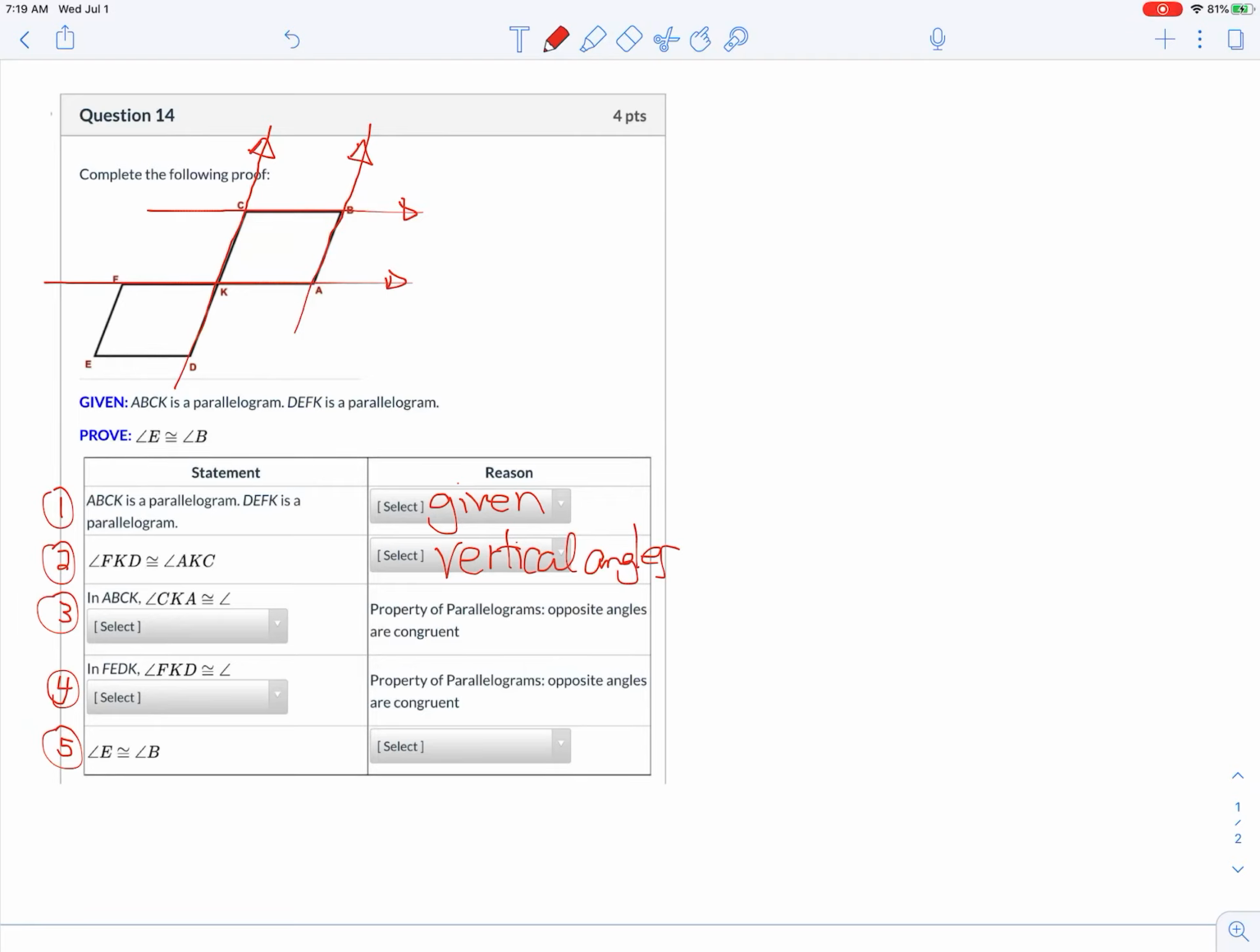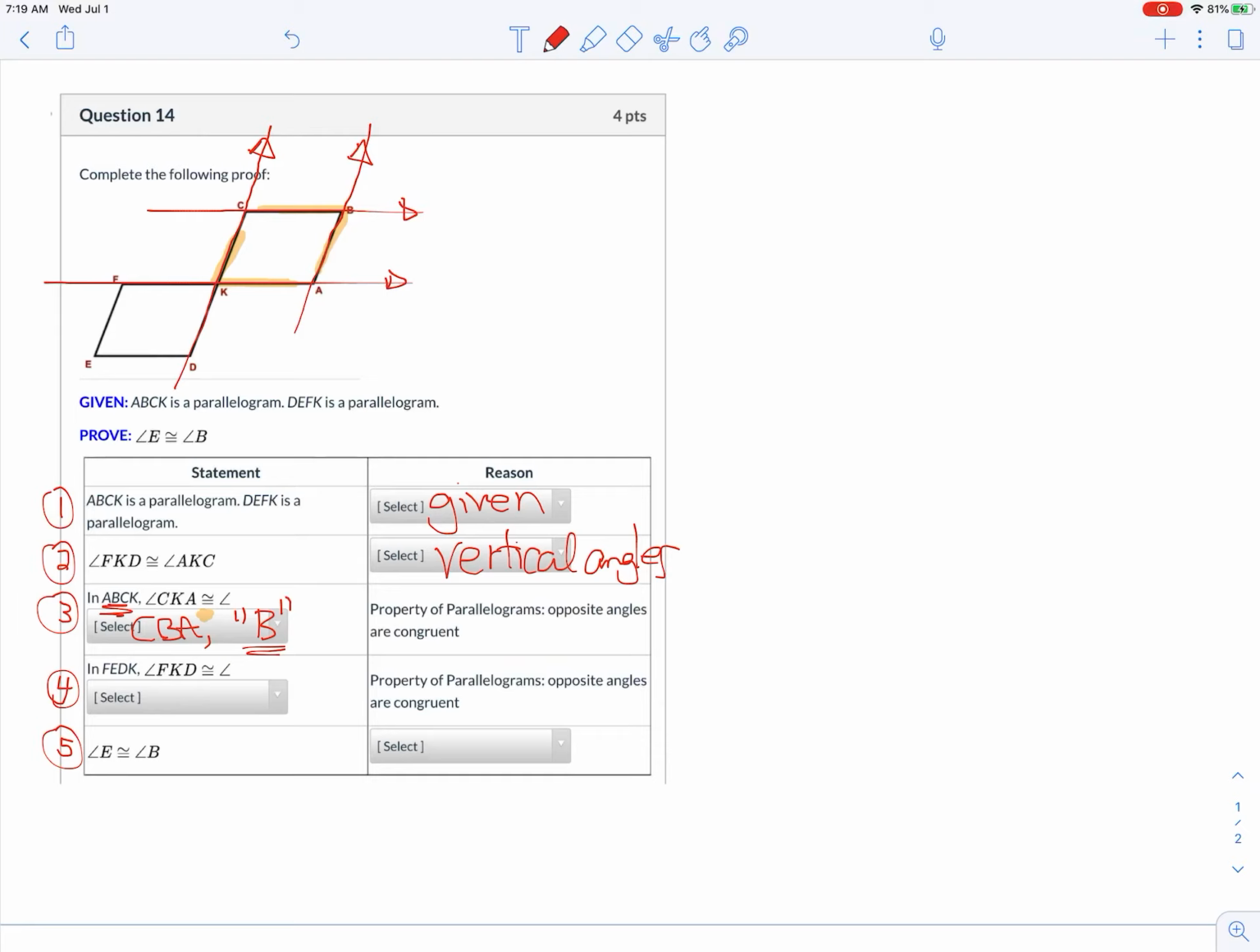And now in that parallelogram ABCK, CKA, that's this one, is congruent to the opposite one over here. What's that called? Oh, in a parallelogram, opposite angles are congruent. Oh, that's nice. It's got it for us. I should just fill out what I need to. CKA should be CBA, but I believe you could also call this angle B, which I think is an option.